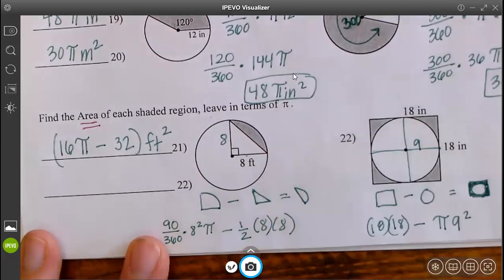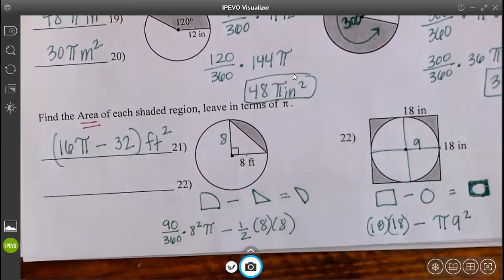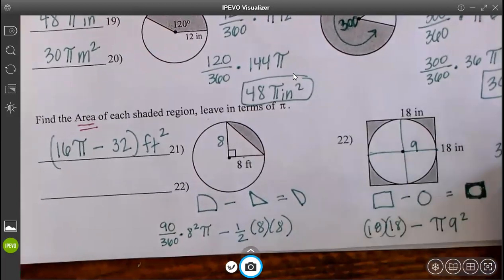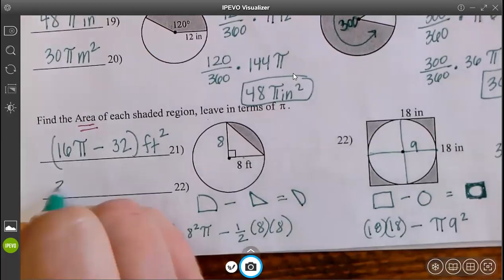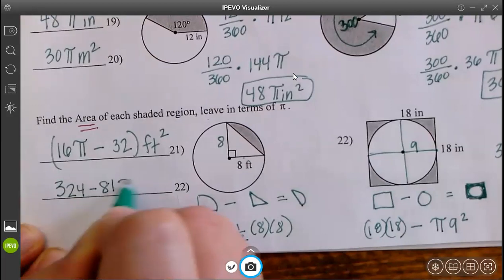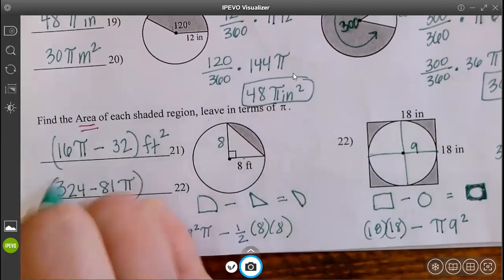So let's see what we got here then. We've got 18 times 18. We're going to get 324 minus 81 pi. So 324 minus 81 pi, and all of that is inches squared.